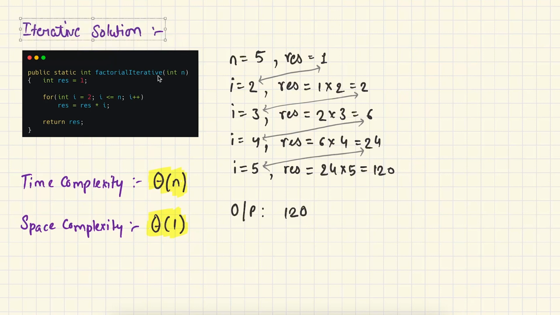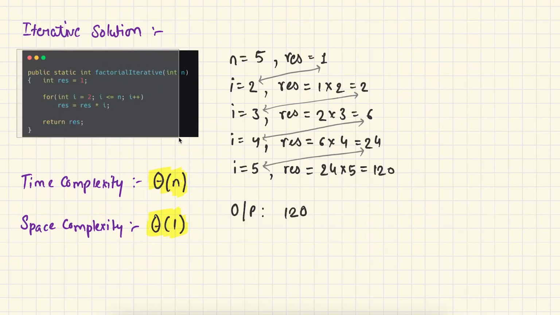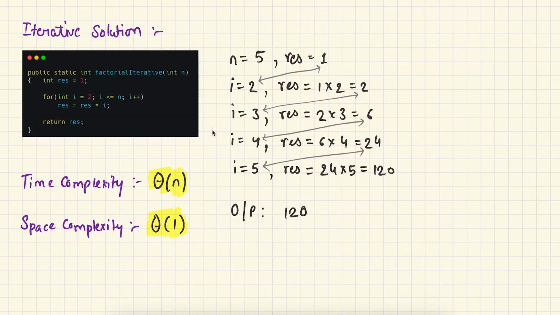We have a function factorial iterative, and this function takes n as input. It first initializes the result variable to 1, and then it runs a loop from 2 to less than or equal to n. After the loop gets completed, it simply returns result. If n becomes 5, we are running the loop from 2 to 5, and we are multiplying numbers in each iteration.